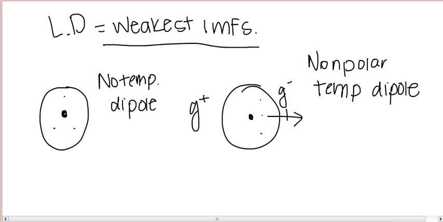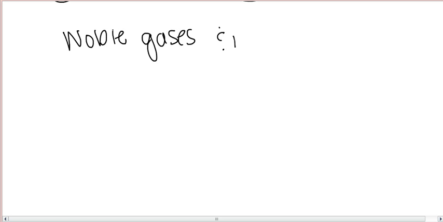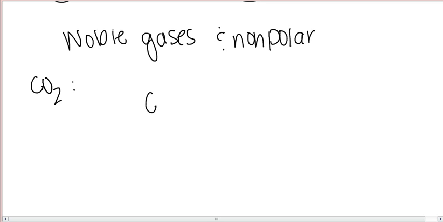Okay, so we know that all molecules contain London dispersion forces. But a London dispersion intermolecular force only exists between noble gases and nonpolar molecules. So if we draw out, say, CO2, we know that C is in the middle with 2 oxygens.